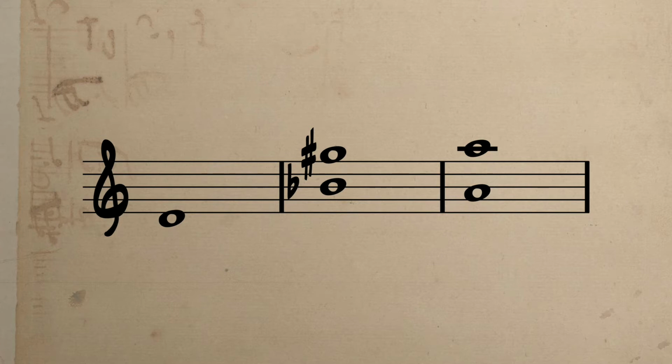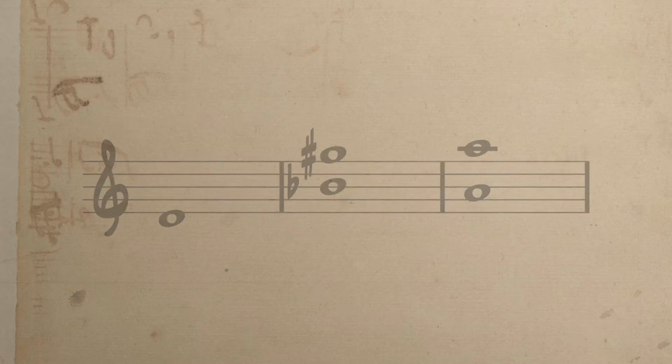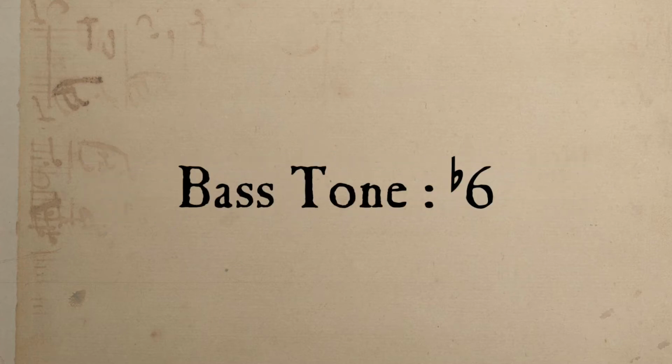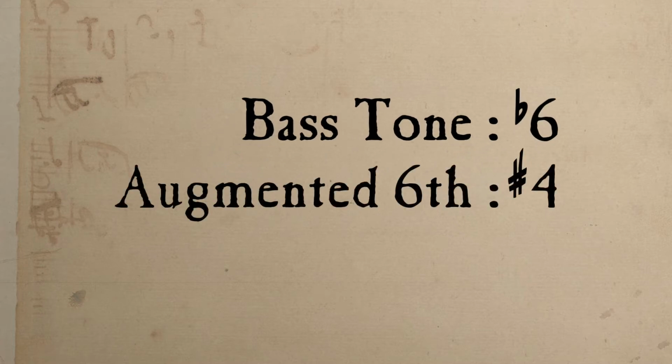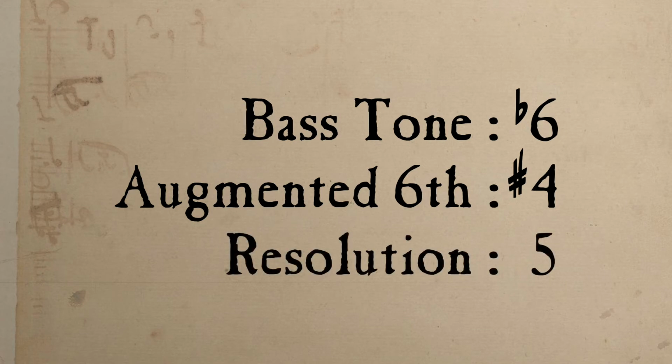Now what can we deduce from this? Well, in addition to the augmented sixth being built from the minor sixth scale degree, we now know that the augmented sixth itself will be the augmented fourth scale degree, this being determined by the relationship of G sharp to the tonal center D. And we also now know that the augmented sixth interval will resolve to an octave of the fifth scale degree, this being determined by the relationship of A to the tonal center D.